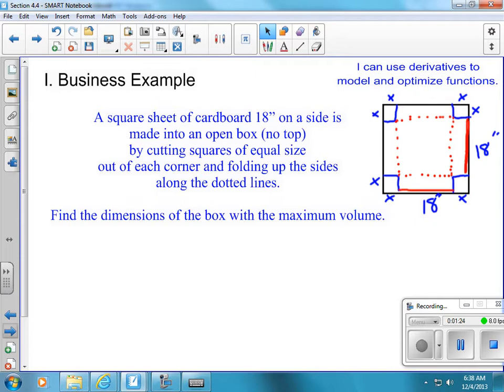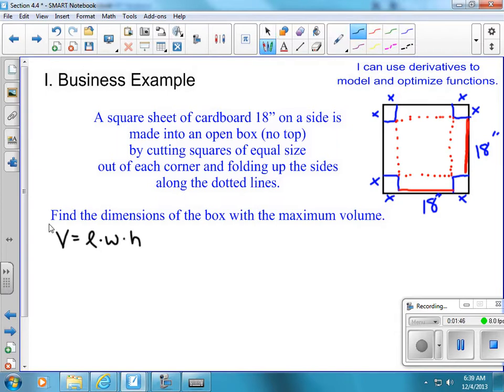Okay, you have a square sheet of cardboard. You're going to cut squares of equal sides out of each corner and fold them up. Basically, you're going to make a box. And you want to find the dimensions of the box with the maximum volume. All right, so the first thing you have to do is write a volume equation for this box. Volume equals length times width times height.